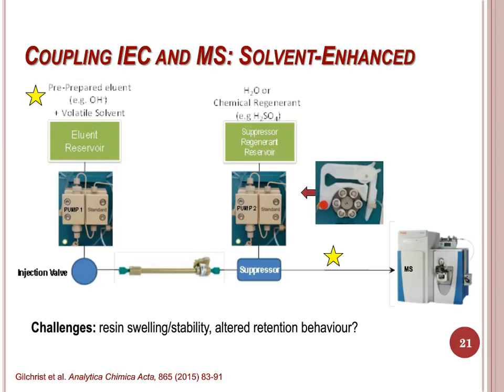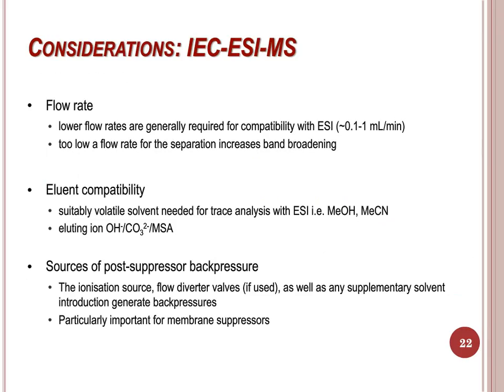To be compatible with ESI, lower flow rates are generally required, whereas too low a flow rate for the separation increases band broadening. Typically, researchers have employed microbore analytical columns at flow rates between 0.1 to 0.7 mL per minute, which arguably may perform better than using capillary scale technologies, which may be too low for coupling to typical ESI MS and too high for nano spray ionization.